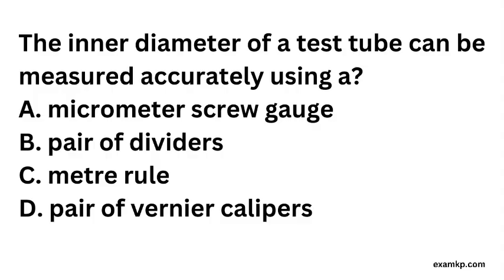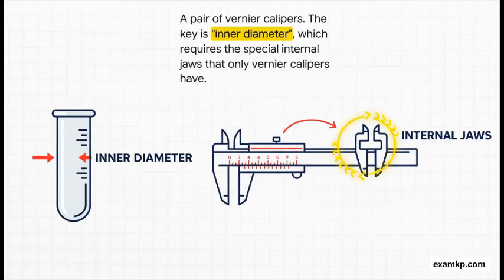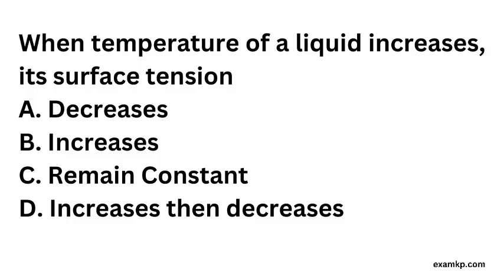Question 1. The inner diameter of a test tube can be accurately measured using your 5 seconds starts now. And time. The answer is D, vernier calipers. Why? The key word is inner diameter. Only the vernier calipers have those little inside jaws to do that job. The second you see inner diameter, your mind should instantly go to vernier calipers. That's free marks, guys, free marks.